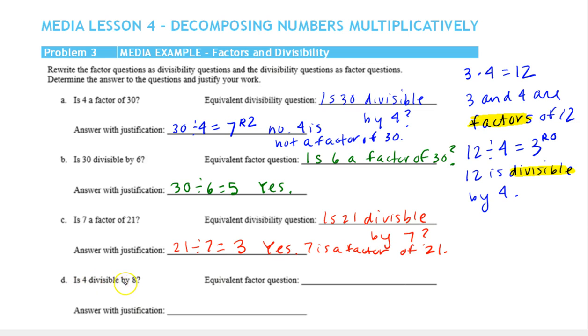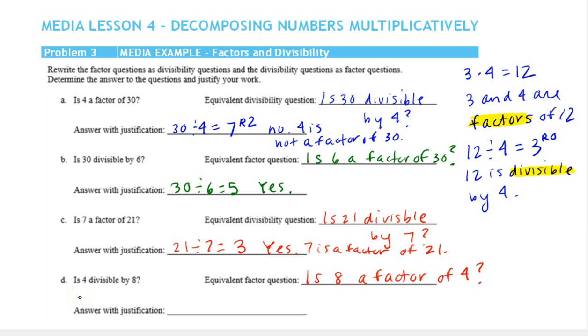Is 4 divisible by 8? So let's write the equivalent factor question. That would be, is 8 a factor of 4? Okay. And it may be really tempting to immediately say, well, yeah, 4 times 2 is 8. Okay, so it's going to be divisible by 8. But in actuality, 8 is divisible by 4, but 4 is not divisible by 8.